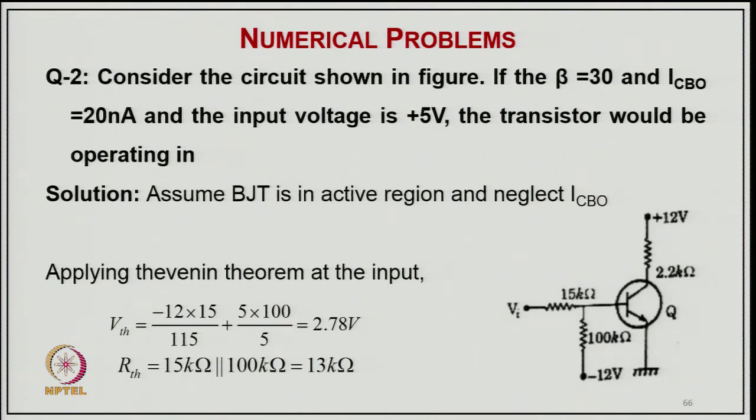So, coming to example 2, consider the circuit shown here in the figure where beta is 30 and the ICBO is 20 nanoampere and the input voltage is 5 volt. Then we have to find out in which operating mode this transistor is operating, assuming the BJT is in the active region and neglecting ICBO, the leakage current.